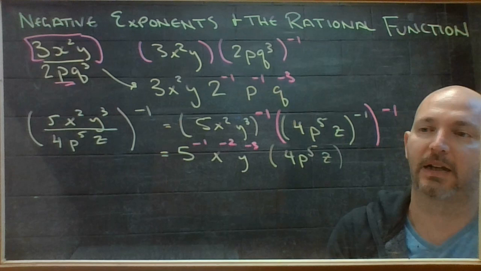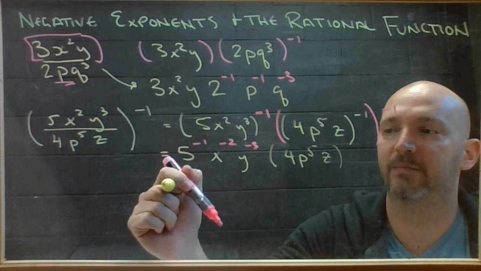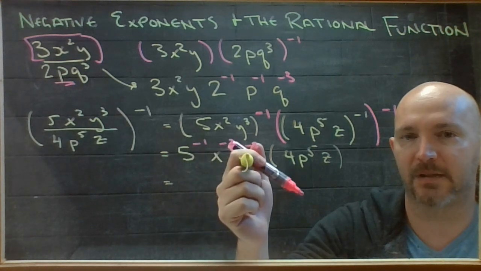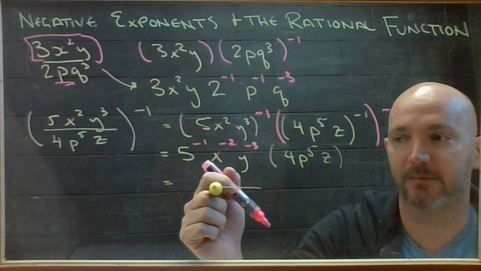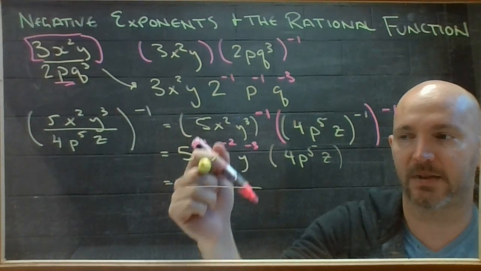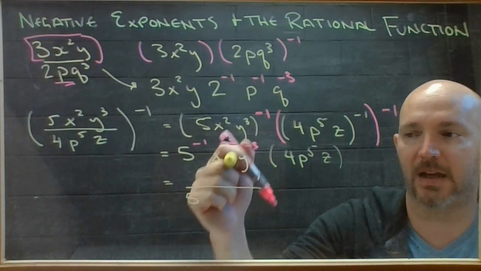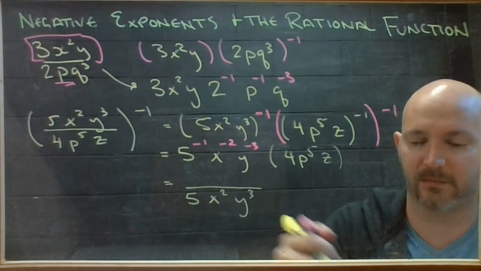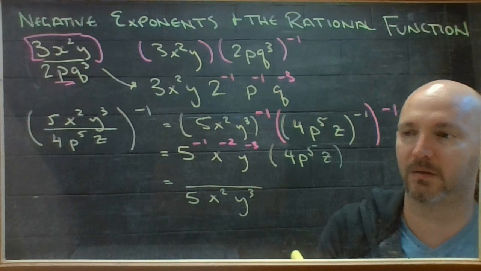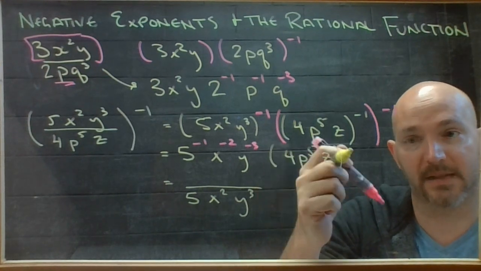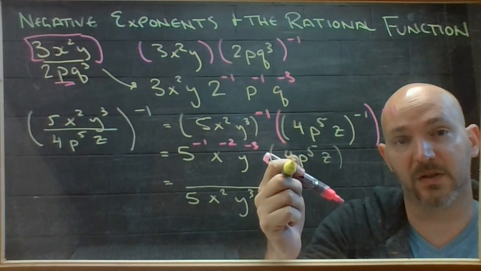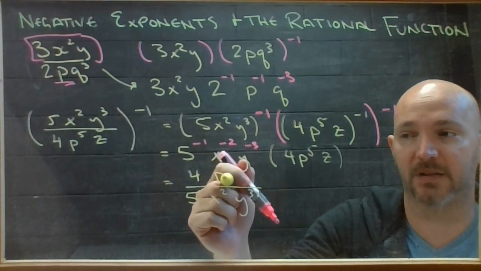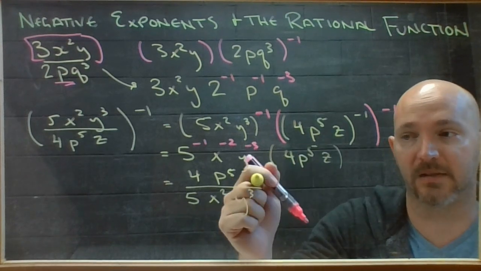Now, if you look at these pieces, that piece, that piece, that piece are all in the denominator. So 5 to the -1, x squared, y cubed. This piece doesn't have a negative exponent on it anymore. So this piece is up in the top. This piece is up in the top. And this piece is up in the top.